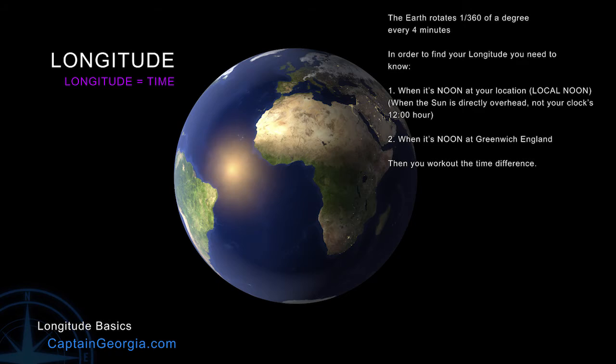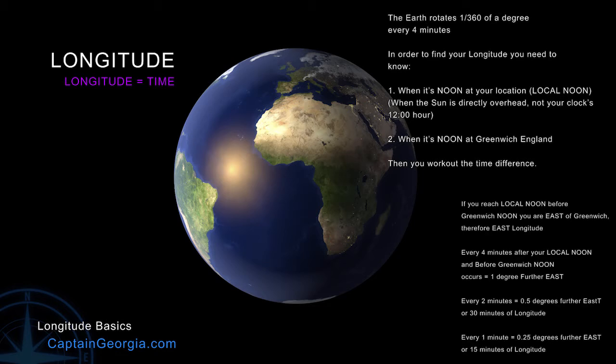In order to find your longitude, you need to know a couple of things. First, when is noon at your location, or local noon? Local noon is when the sun is directly overhead, not your clock hour. Second, you need to know when it's noon in Greenwich. You need to have universal time available on your boat. We need to know local noon precisely, or as close as we can get. We need to know noon at Greenwich. Then we just have to work out a time differential.